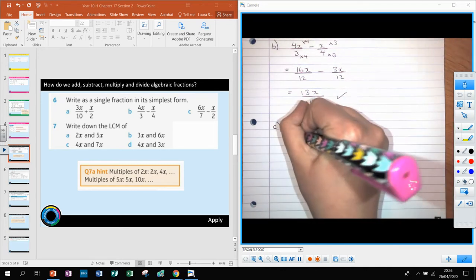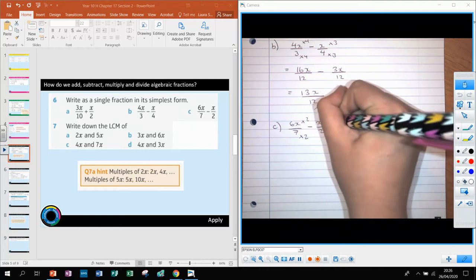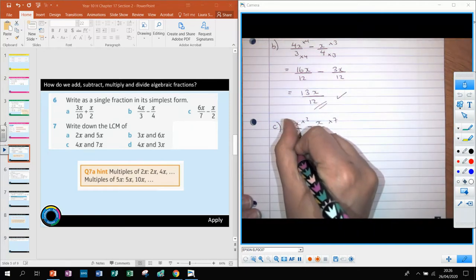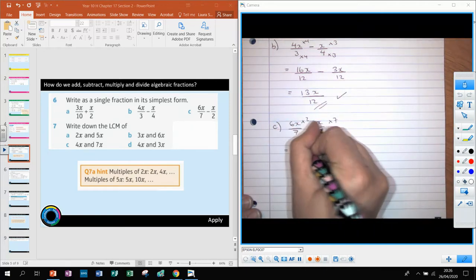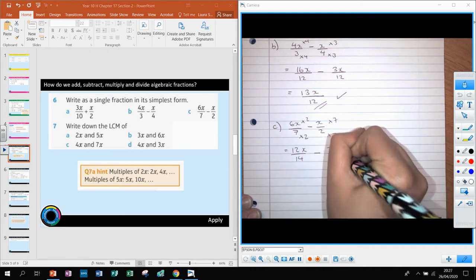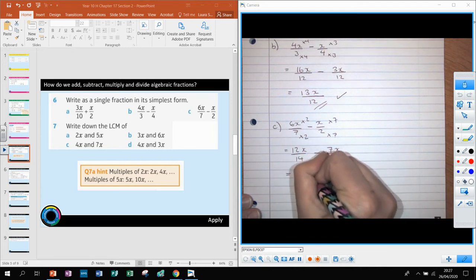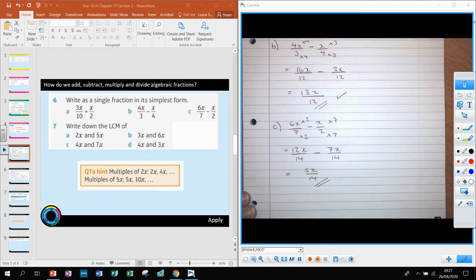Right, so for part C, we have 6x over 7 minus x over 2. We would like 14, so we multiply by 2, and then we multiply by 7. And that will give us 12x over 14 minus 7x over 14, which will give us 5x over 14. Final answer. I can't cancel anything down.